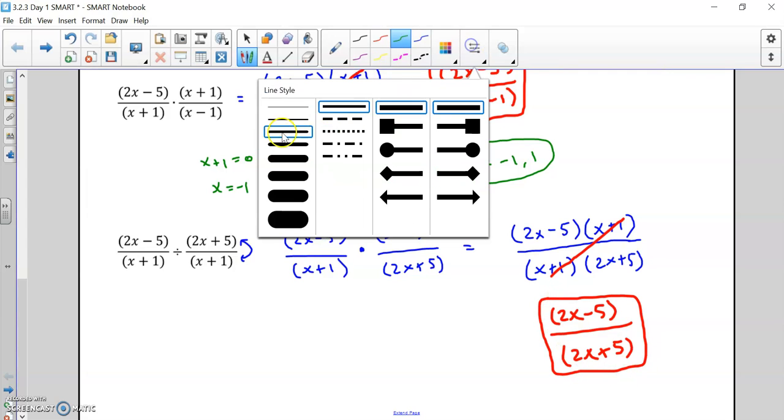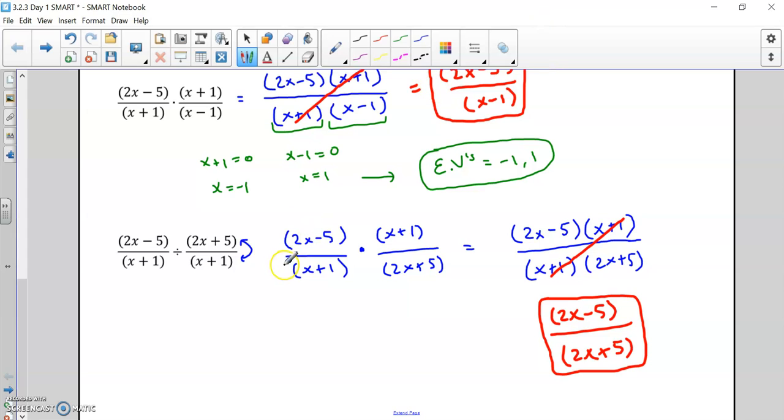Alright, and now for excluded values. Now remember what I told you guys. It's very, very important that you do not use the original when you're working with division. Okay, you always want to use the multiplication version. So we're going to use these two, right? Because we had to flip the second fraction, which is going to change what's on the bottom. And the bottom stuff is always what we use for excluded values. So here we have one. If we solve that, we get x equals -1.